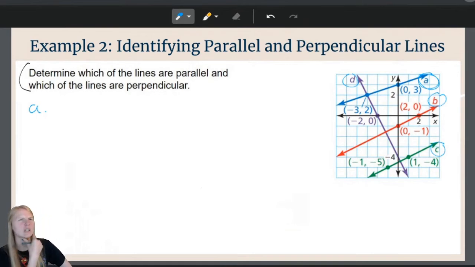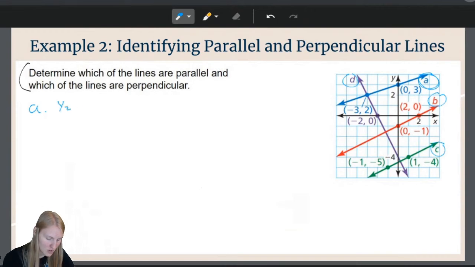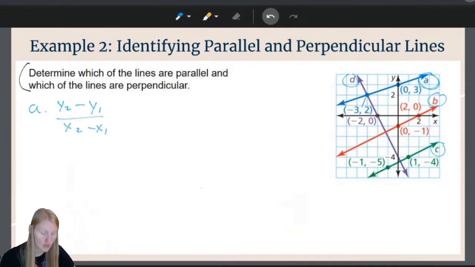How do we calculate slope again? It's the change in y over the change in x. So I take y2 minus y1 over x2 minus x1. So for line A, I have these 2 points. I have -3, 2, and 0, 3.